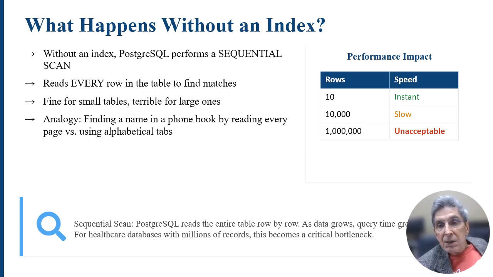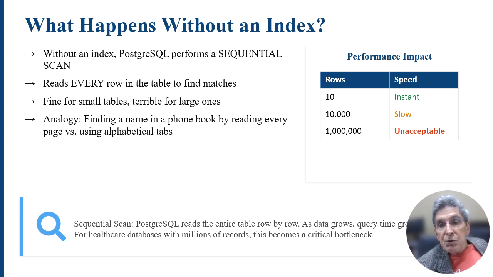It happens instantly. But think about our xHealth database. The encounters table has over 10,000 rows. A sequential scan on that table is noticeably slower. Now imagine a real hospital system with millions of encounters. A sequential scan on a million-row table is unacceptable for any interactive application.